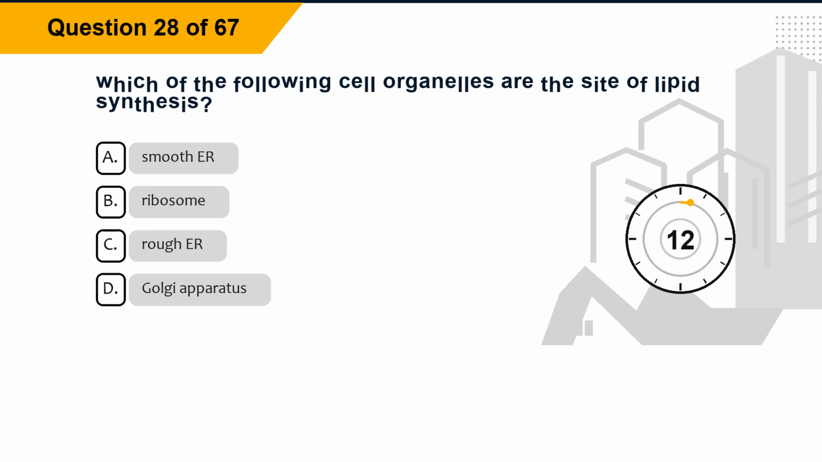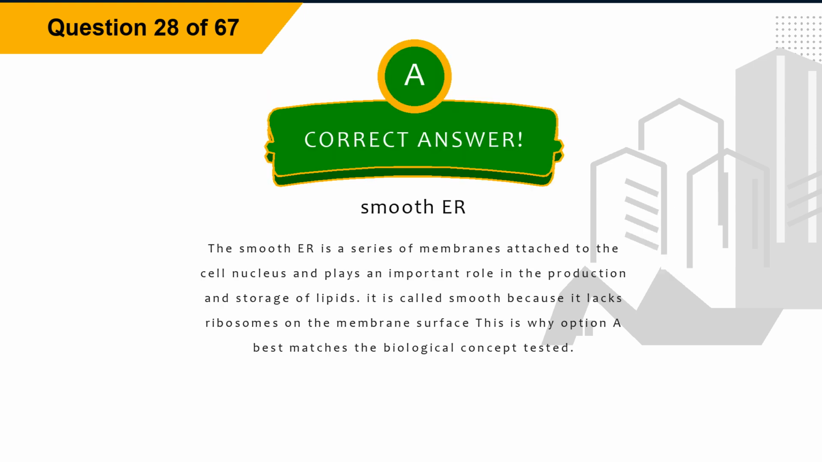Question 28. Which of the following cell organelles are the site of lipid synthesis? Option A, smooth ER. Option B, ribosome. Option C, rough ER. Option D, Golgi apparatus. The correct answer is option A, smooth ER. Explanation. The smooth ER is a series of membranes attached to the cell nucleus and plays an important role in the production and storage of lipids. It is called smooth because it lacks ribosomes on the membrane surface. This is why option A best matches the biological concept tested.